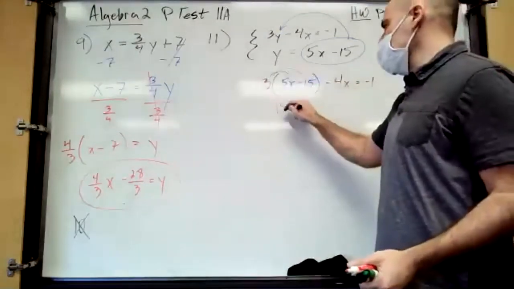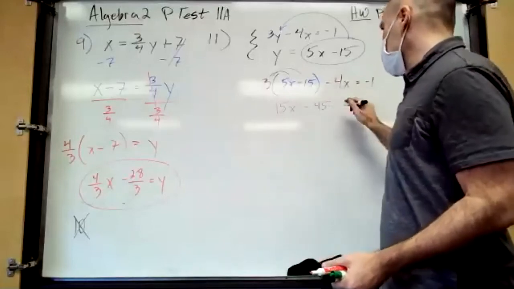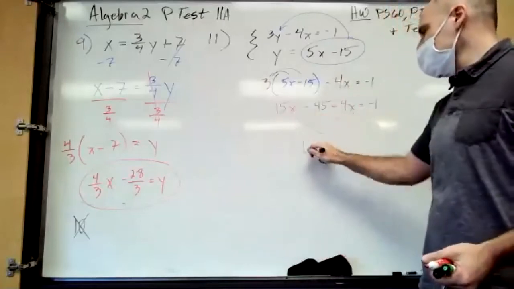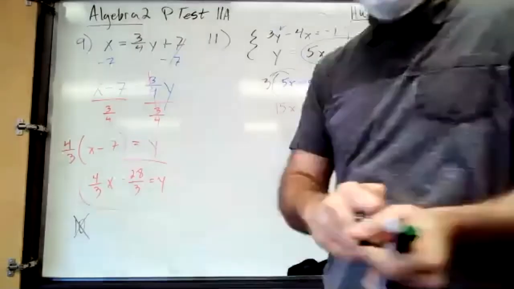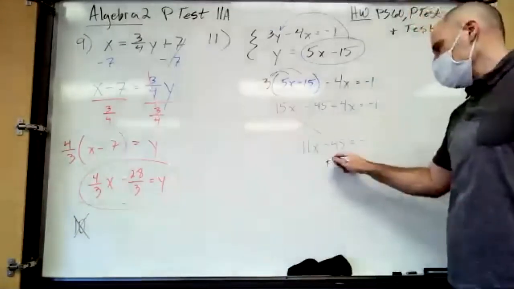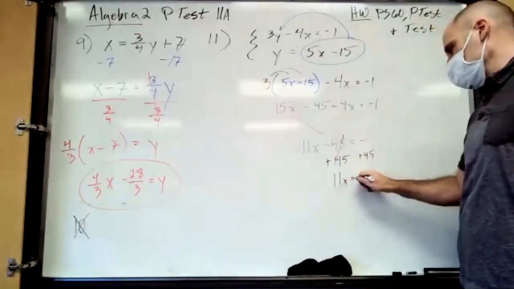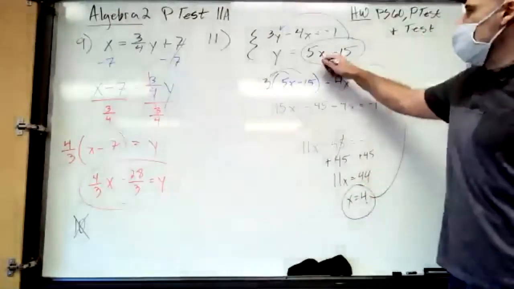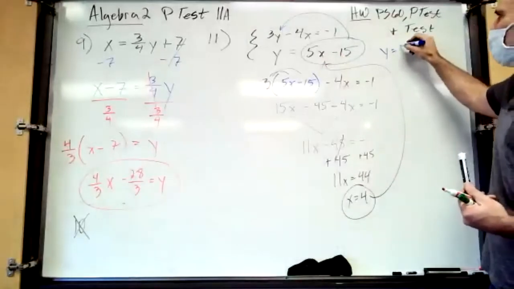What is that? 15x minus 45 minus 4x equals -1. Combine like terms. 11x minus 45 equals -1. Add 45. 11x equals 44. x equals 4. So if x equals 4, you can plug that in right there. So y equals 20 minus 15, which is 5.